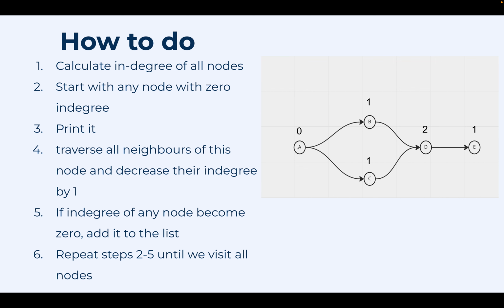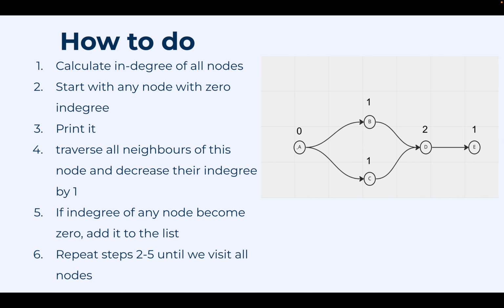B and C have in-degree 1, D has in-degree 2, and E has in-degree 1, which means D depends on two nodes and all other nodes depend on only one node except A, which does not depend on any. Now let's look into the algorithm.